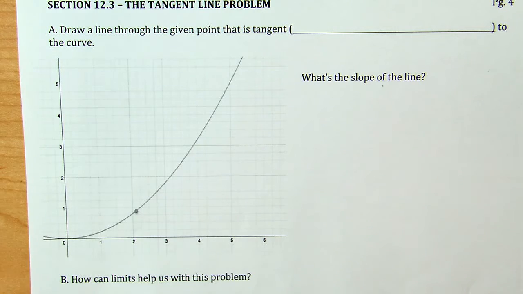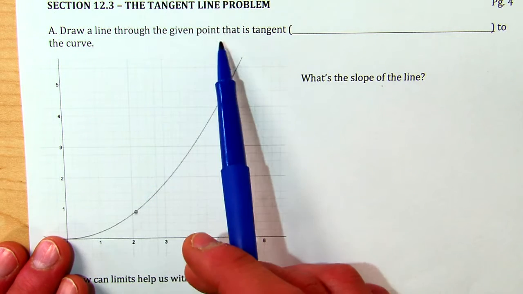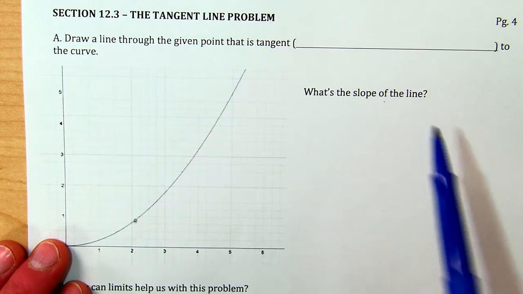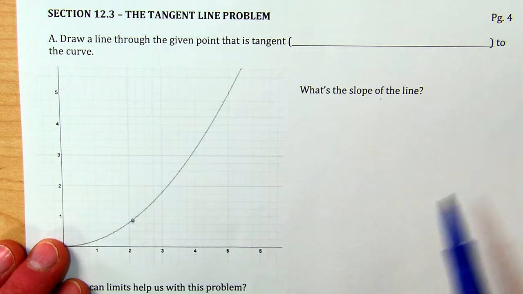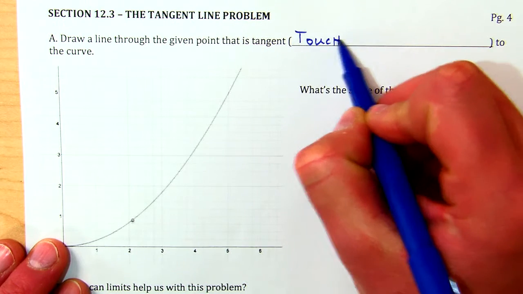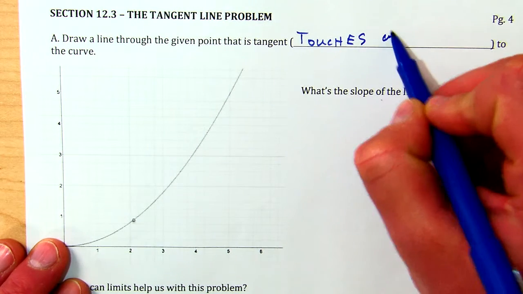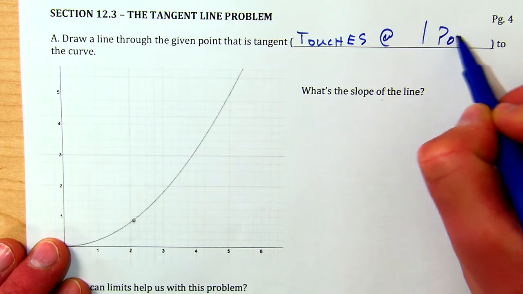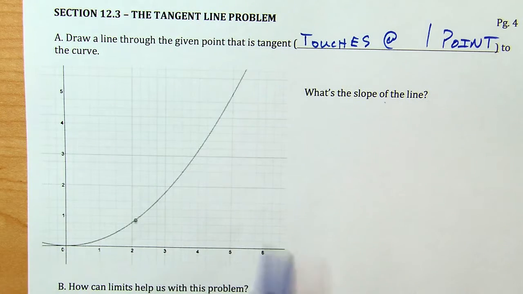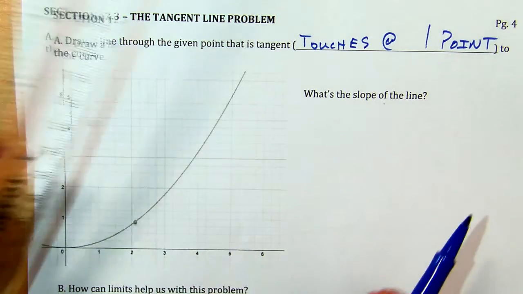But the tangent line problem goes like this. We want to draw a line that's through a point on a curve and that's tangent to it. When we say tangent, I don't mean SOHCAHTOA or opposite over adjacent, but in this case, the word tangent means touches at only one point. So I want to draw a line that goes through the point on the curve that's right here, but only touches the curve at one point.